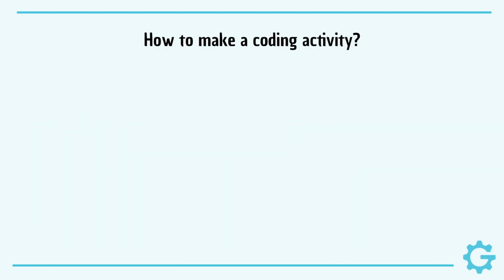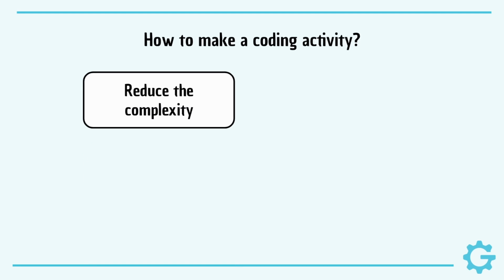So to wrap it all up, let's go through the process that you might follow when creating a coding activity. First up, go into it with the mindset of reducing the complexity. This is particularly advice for those who are watching who are experienced coders. It is always better to undershoot the complexity and the difficulty of an activity than to overshoot it. And it's very easy to accidentally overshoot.